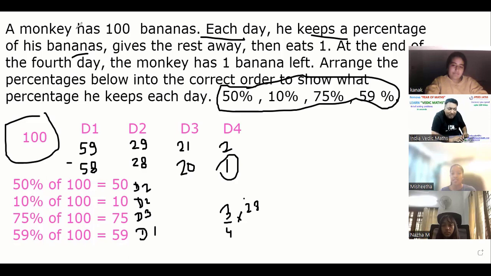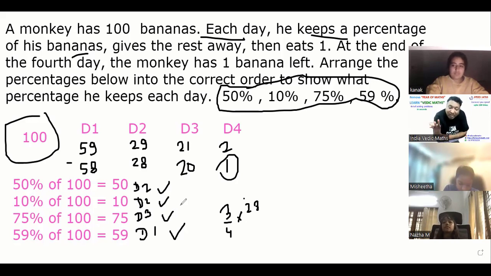So you can say, sir, the question was what? You will say first day he kept 59%, second day he kept 50%, third day 75%, 4th day 10%. That's it. So it requires a little trial, but the only thing is, you always get a round number. You cannot say 5.8 bananas or 5.9 bananas or 24.3 bananas. So you do trial and error.